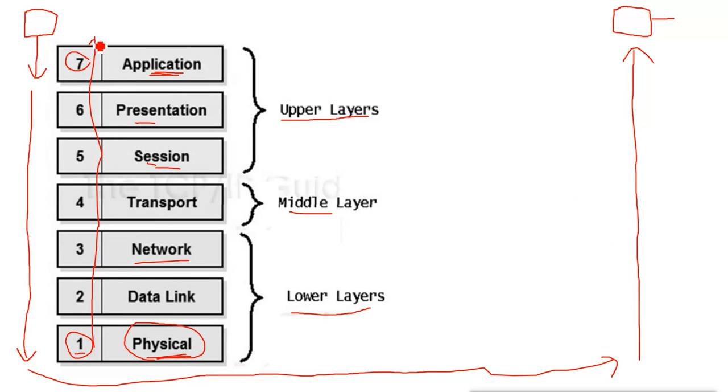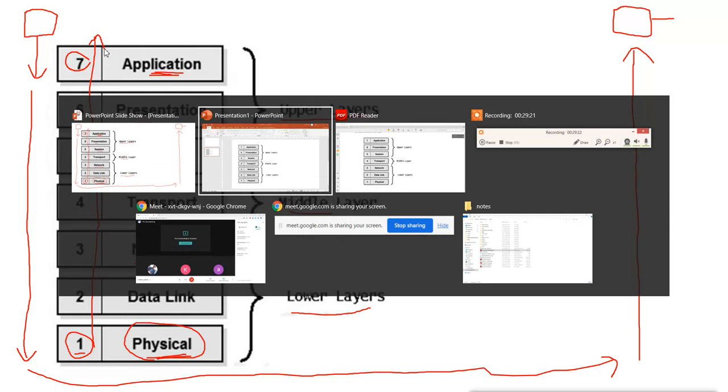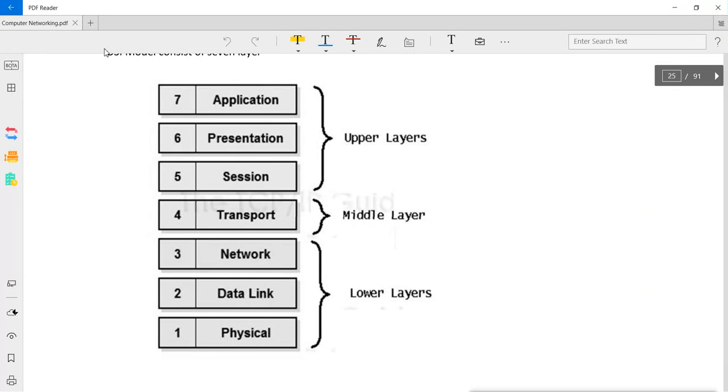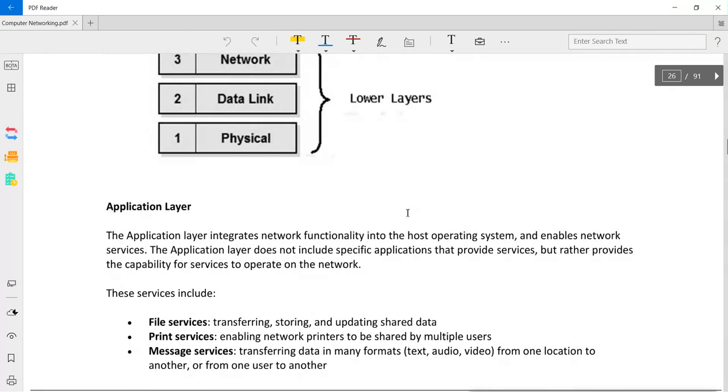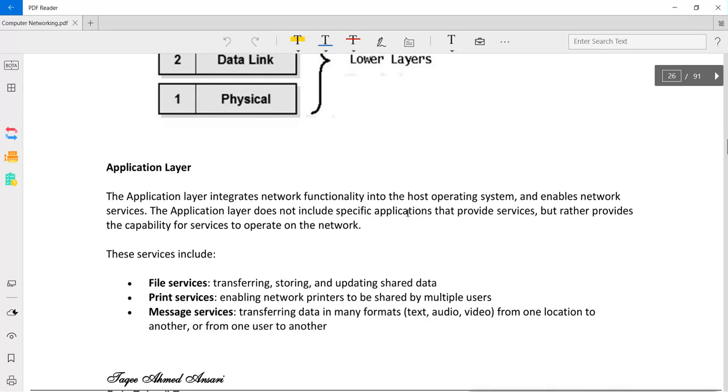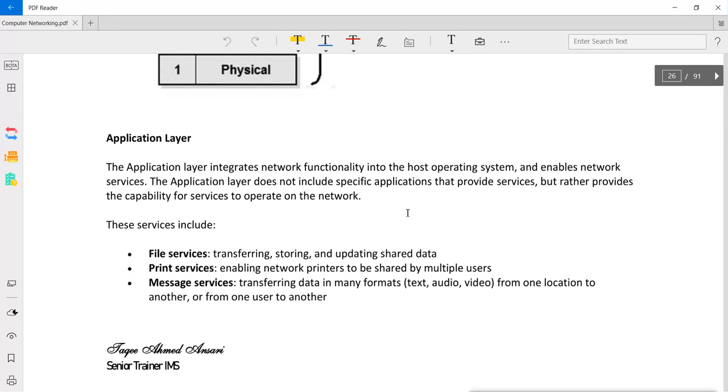So the numbering of the layers is from the receiving side, but when we write the names of the layers, we write from the sending side. So when your data goes from your machine, it will meet the first layer, and that layer is what? Application layer.